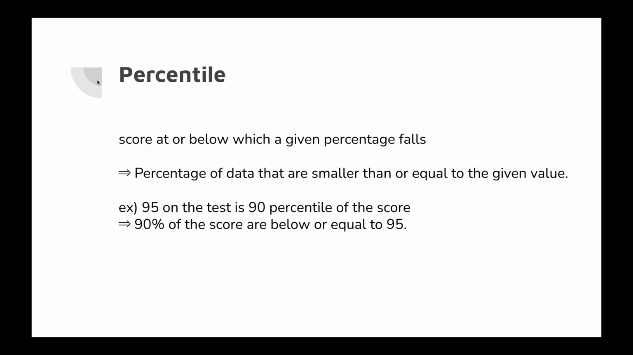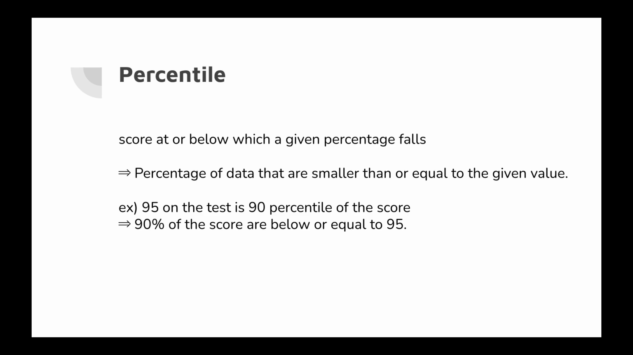Okay, now we're going to learn something called percentile. If you have taken tests like the SAT, TOEFL, or something, you might have seen something called percentile, like your score is in the 99th percentile, or your score is in the 95th percentile, or whatever. The actual definition of percentile is the score at or below which a given percentage falls. Or, in other words, the percentage of the data that are smaller than or equal to the given value.